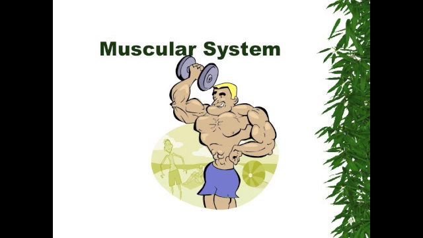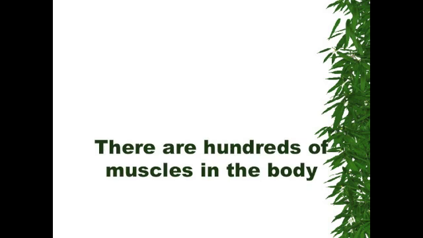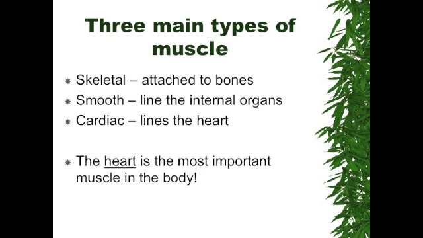Let's talk about the muscular system. There are hundreds of muscles in the body. Did you know that it takes more muscles to frown than it does to smile? The three types of muscle are skeletal, smooth, and cardiac. The heart is the most important muscle in the body.